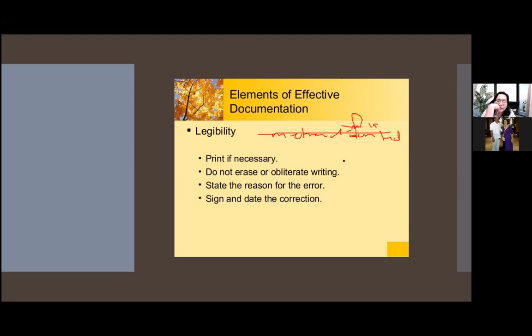Ayan. Yung iba ang ginagawa nila, gumagamit sila ng scotch tape tapos dinidikit nila tapos inaangat para ma-erase or mawala yung sinusulat. Yung ibang nurse naman ang ginagamit nila yung tawag dito. Yun nga, yung scotch tape or yung plaster. And then state the reason for the error, then sign and date the correction. Ayan.